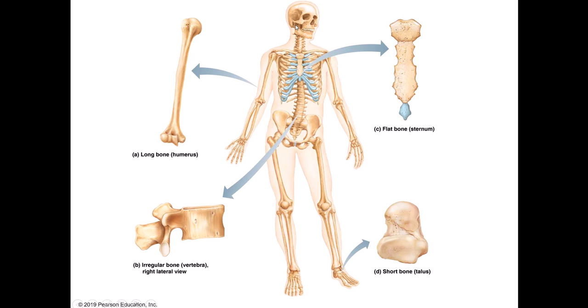We do also have a very specific type of short bone called a sesamoid bone. These are short bones that are found within joints. The patella is a great example of a short sesamoid bone.